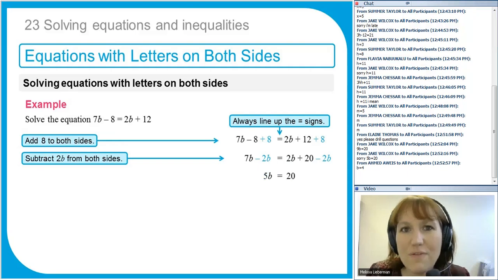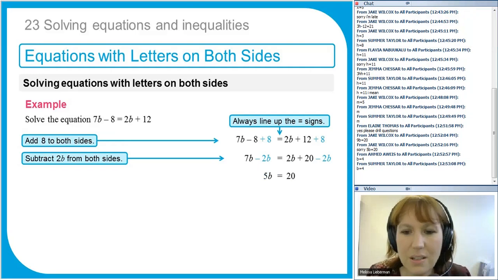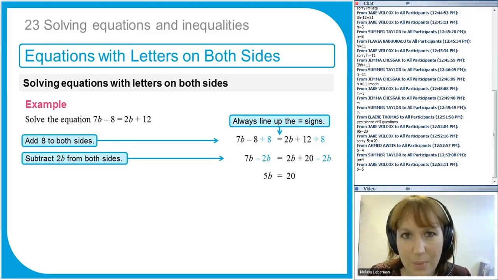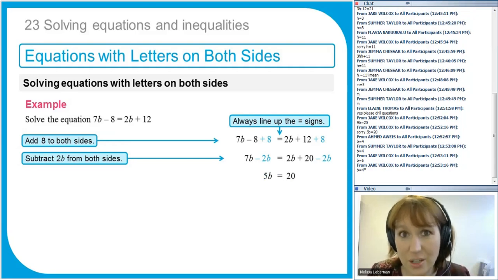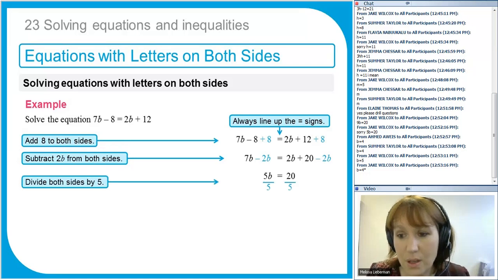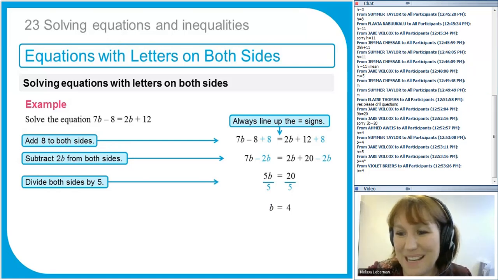And then you know that 5 times 4 is 20. Sometimes it can involve fractions, in which case you would just divide both sides by the same thing. So that's why it's easier to remember the rule about dividing both sides by the same thing, because sometimes we get a fraction value at the end. Divide both sides by 5. 20 divided by 5 is 4. So b equals 4. So well done, Jake, on your second attempt, and Summer and Ahmed and Violet.